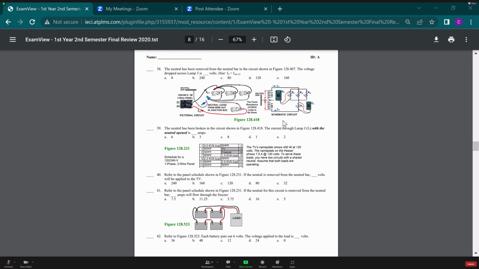All right. For this circuit, it originally looks like this. This is how it should look with the TV on 4 and the freezer on 6. But with our neutral removed, we end up looking like this circuit. This circuit is series. I know it's series because I can start at one end and I have to go through both elements to get back to source. Series circuit.